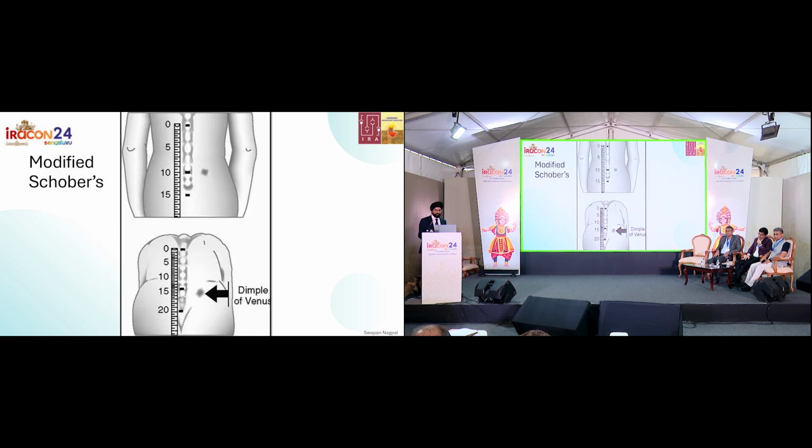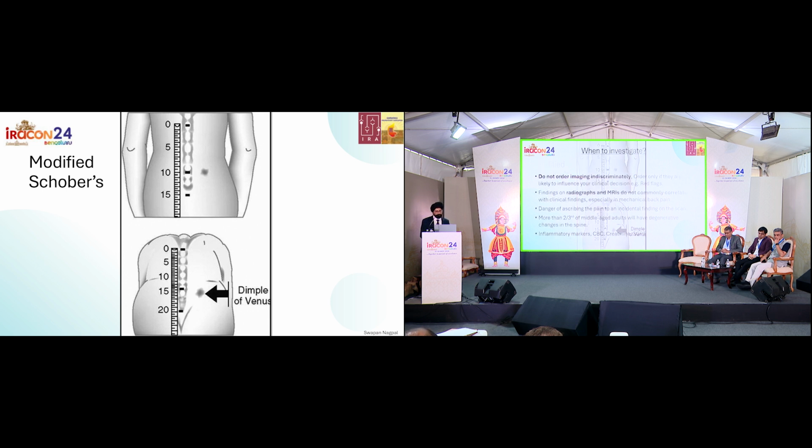Now this is the modified Schober's test. We all know that, we've done it in an OPD and it hardly takes 1 minute. So you mark the dimple of Venus where the PSIS is, you mark 10 centimeters above, 5 centimeters below, tell the patient to flex the back without bending the knees, and if the distance increases by more than 5 centimeters, it's fine. But if it's less, it tells that the back is stiff, and you should suspect an inflammatory back pain in a young patient if that happens.